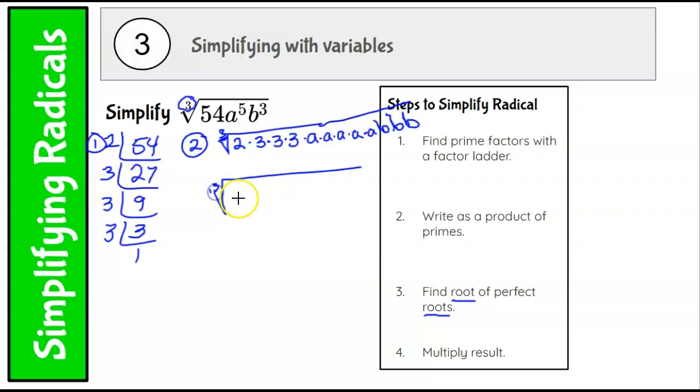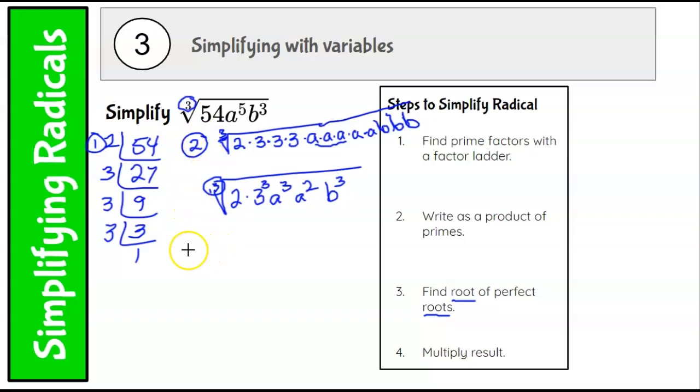So I'm going to put them into groups of 3. The 3s have a group of 3, and this group of a's has a group of 3, and then there are 2 a's that don't have a third partner, and then I have a group of 3 b's. So I'm grouping them together into 3s because this is a 3. Before it was a 2. There's always an understood index of 2 there.